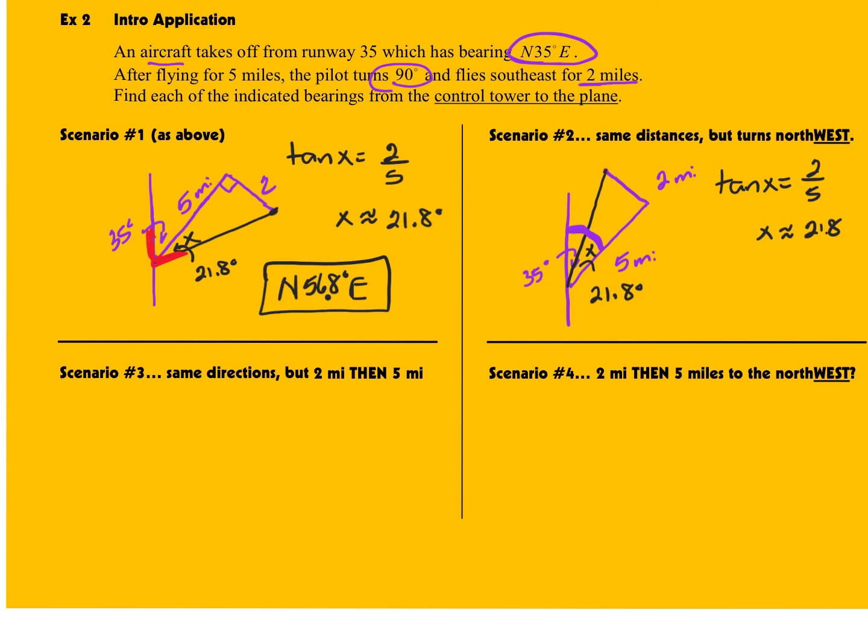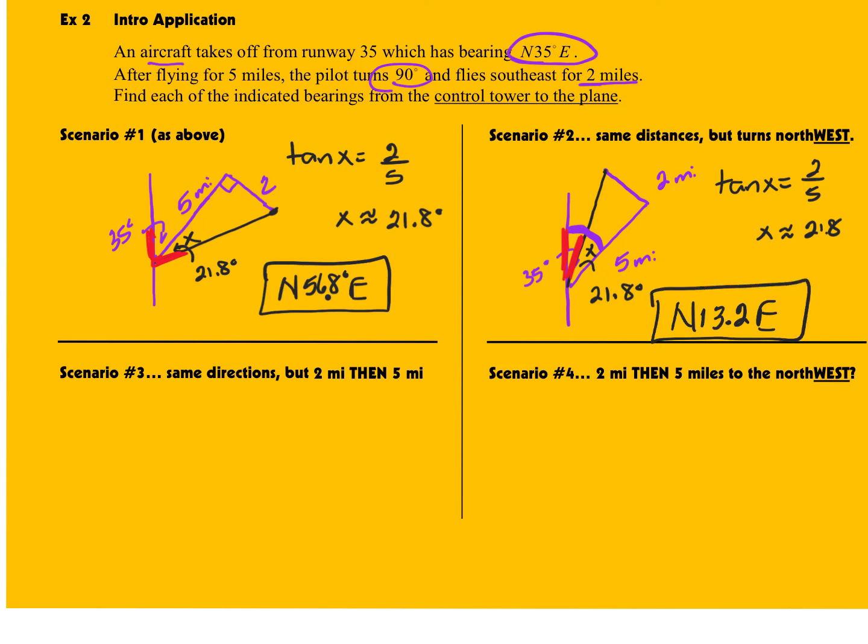So our new bearing is going to be this little amount right here that's left over. So it's going to be our 35 minus our 21.8. It's still heading in that northeast direction. It hasn't crossed to the northwest, so we're going to have now 13.2 degrees.